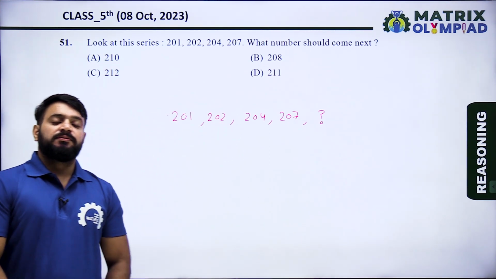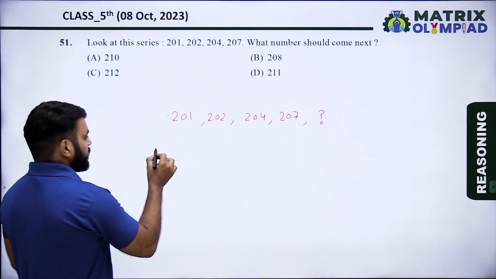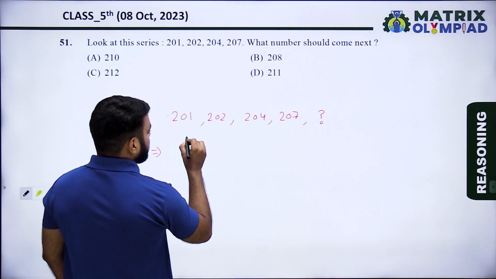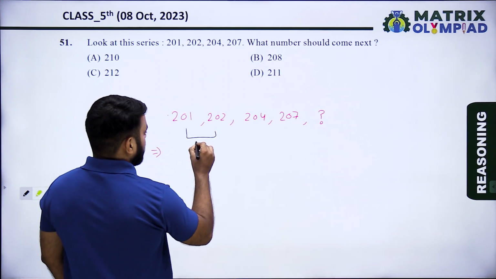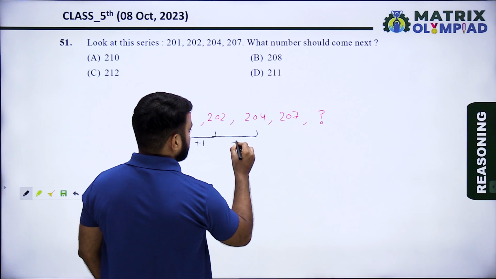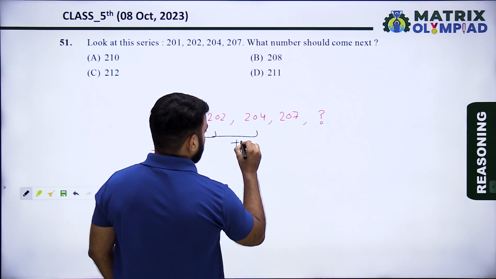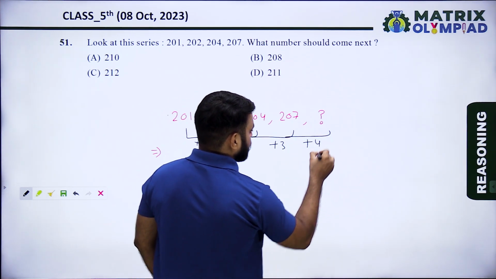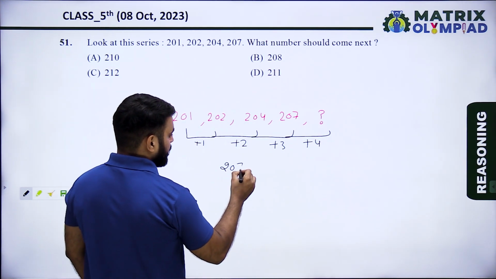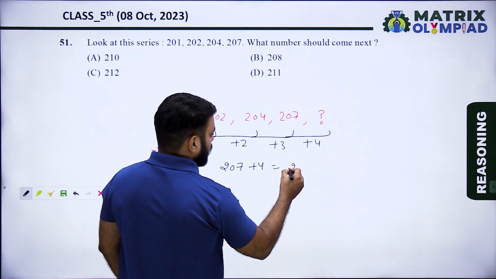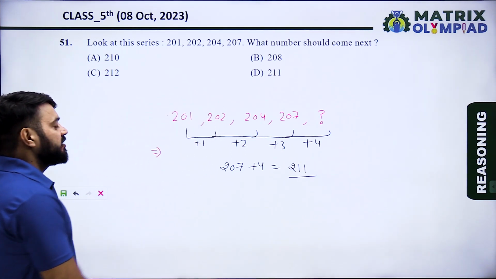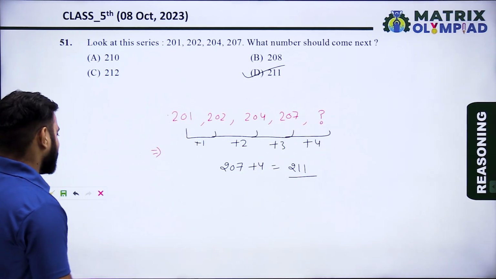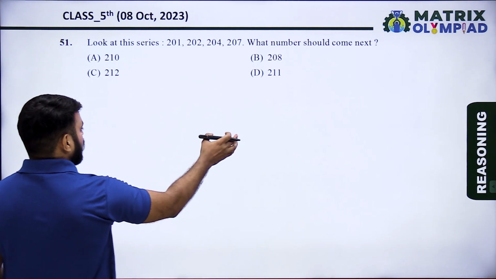First of all, we find the pattern of the question. The difference between the first two terms is +1. Now the difference between 202 and 204 is +2, then +3. Now next is +4. So 207 plus 4 means 211. So the next term is 211. So option D is the correct answer. Now let's move on to the next question.